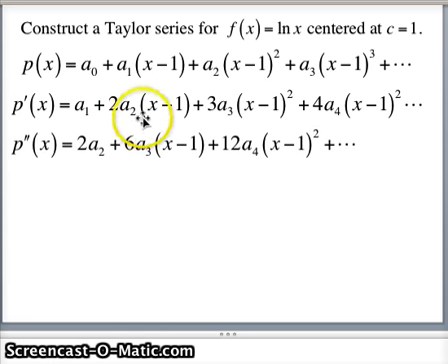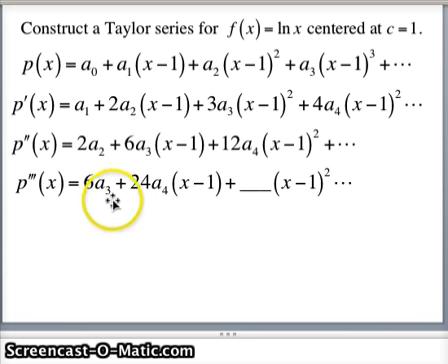Second derivative of this piece is 2a2. 2 times 3a3, 6a3 times (x minus 1) to the first times 1. And then this should be a 3 here, so let me go ahead and fix it. So the derivative of 4a4 times (x minus 1) cubed would be 12a4 times (x minus 1) squared. Plugging in 1, plugging in 1, plugging in 1, all I would be left with is 2a2.